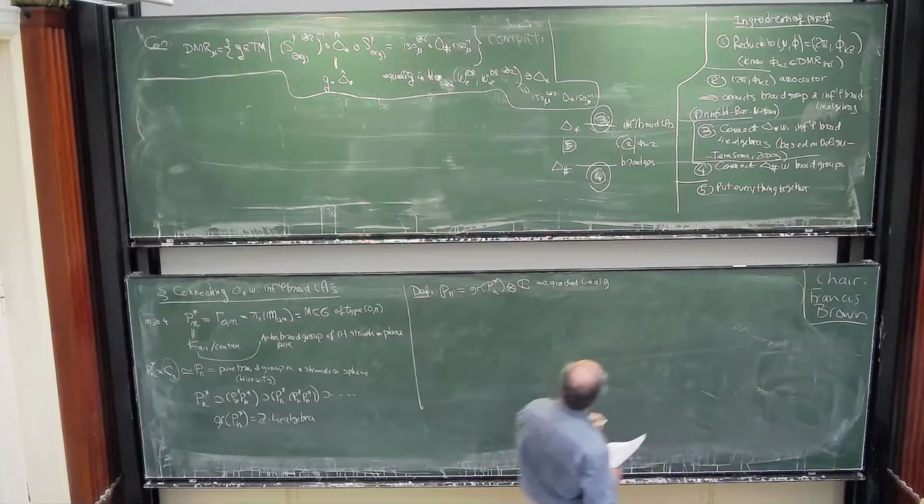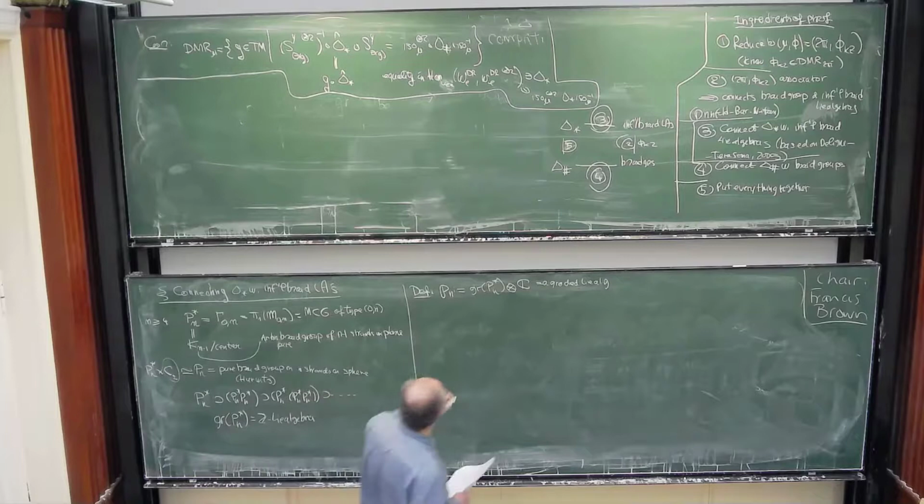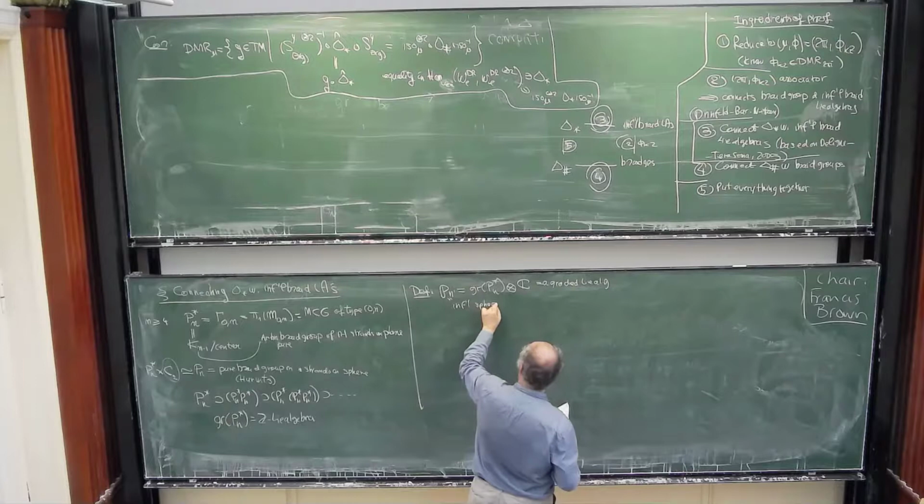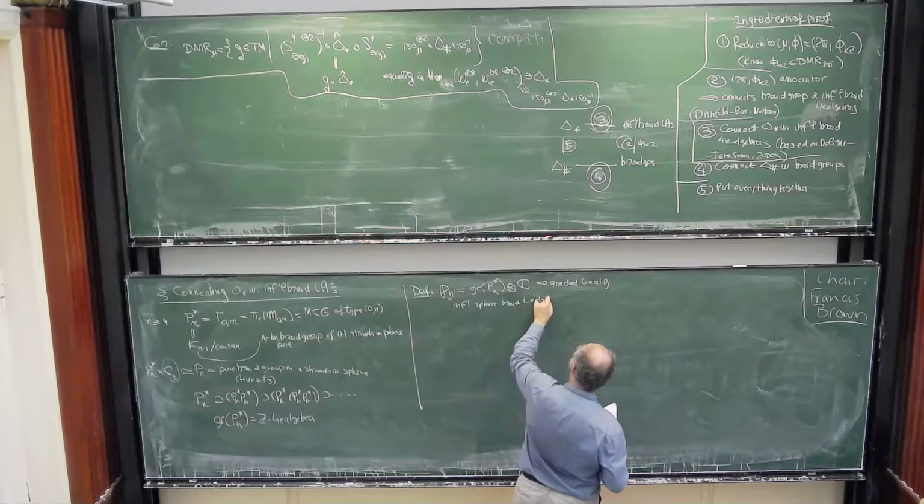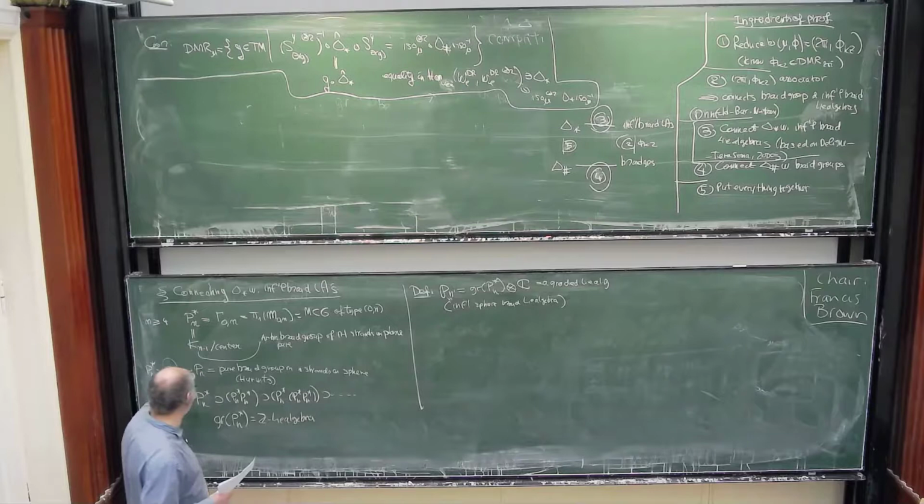Okay. So we call it the infinitesimal sphere braid algebra. Why sphere? Because if you do this and then you tensor with C, C2 gets killed in fact because it's torsion.